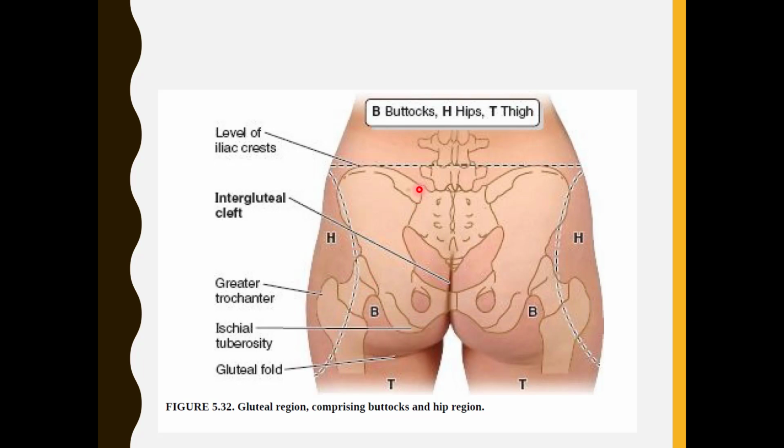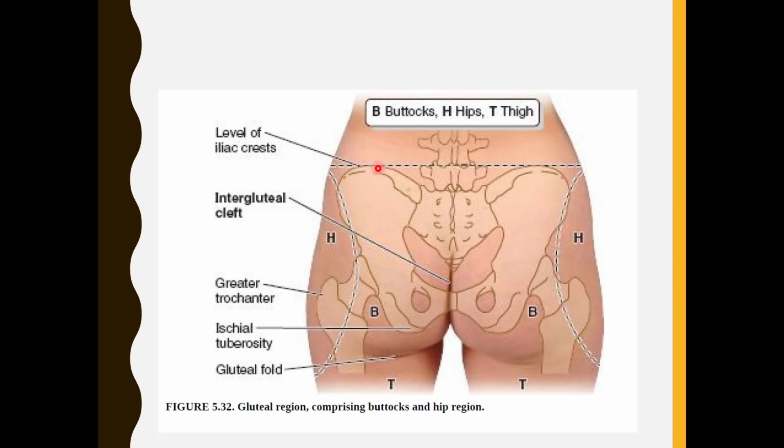So the gluteal region will be divided into two regions, which are buttocks and hip region. The region from the level of the iliac crest up till the greater trochanter is the buttock region. So this is buttocks, and the prominent region over the greater trochanter of the femur is called as hip region.